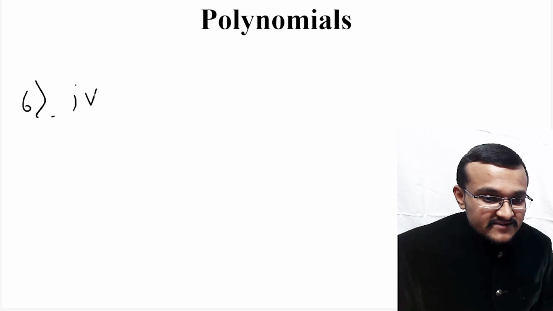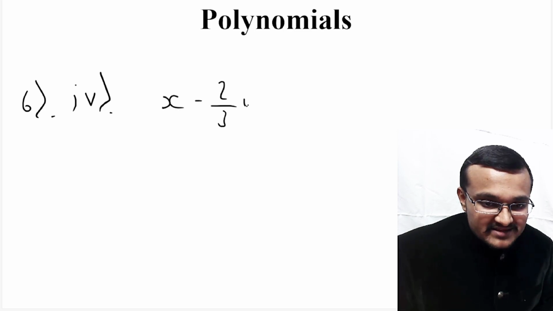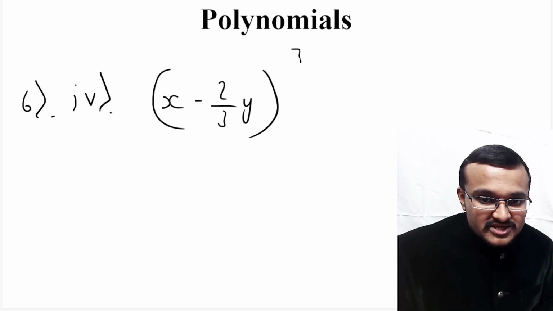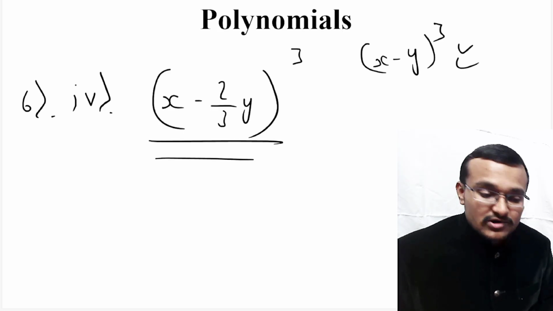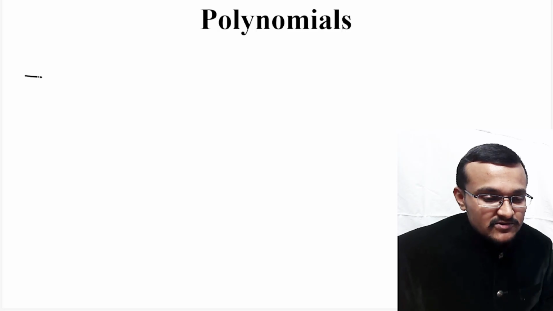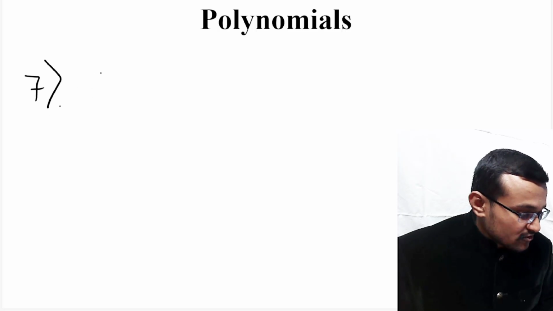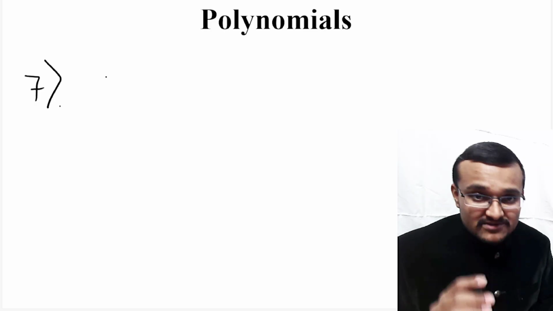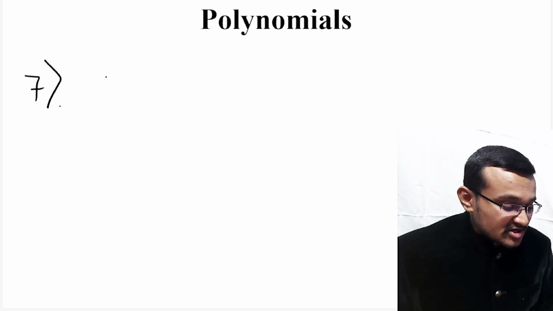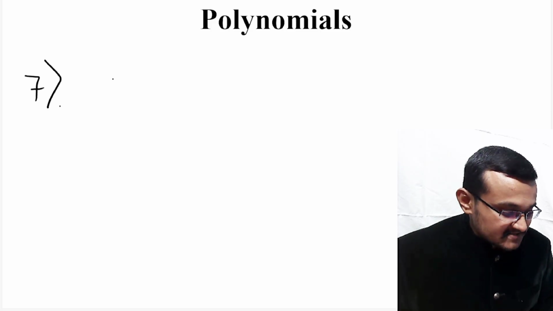In the fourth question, you have x minus 2 by 3 y whole cube. So here also you can use the x minus y whole cube identity and try to solve this particular question on your own. Now we will look into the seventh question in this exercise 2.4. In the seventh question, you have to evaluate the cube of the following numbers. You should just use the algebraic identities to solve this.